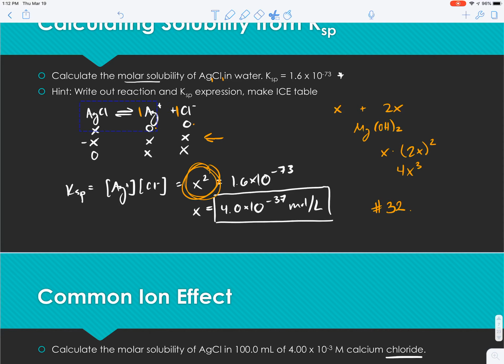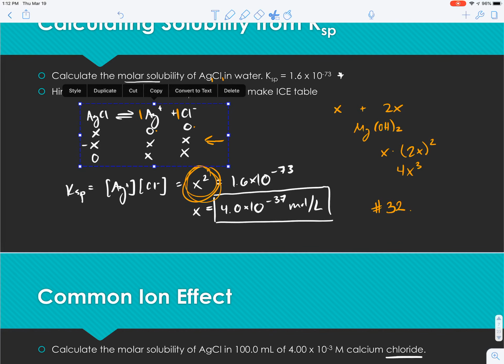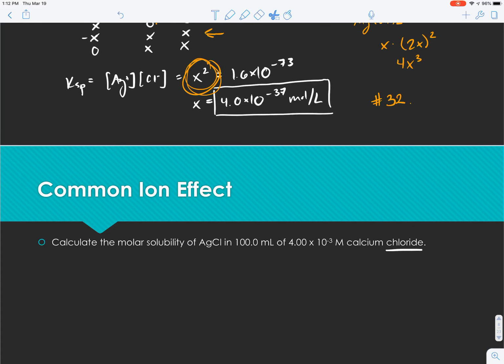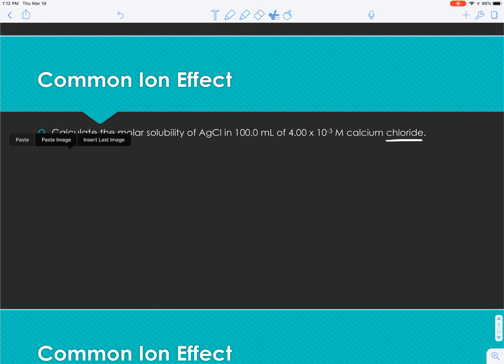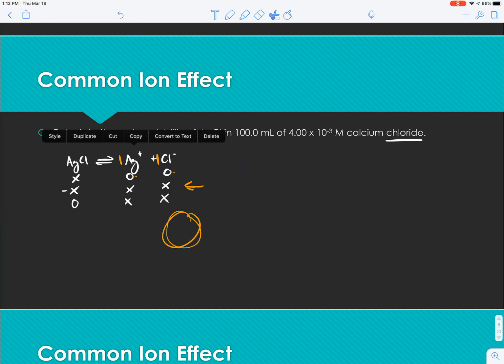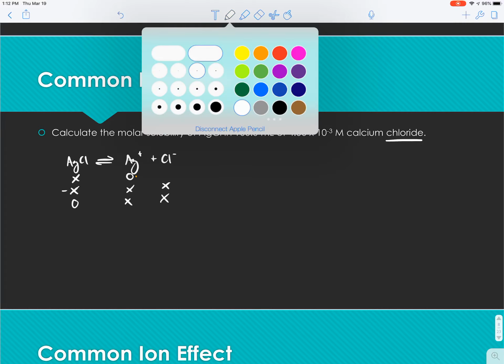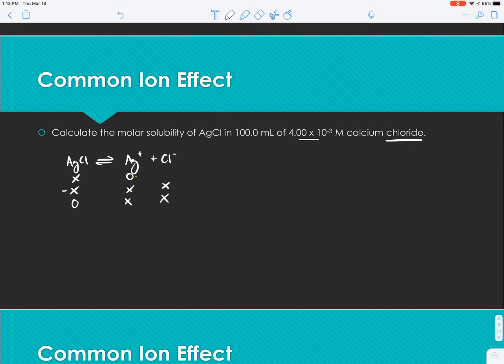I mean, you could just copy it if you wanted. I don't know if this is going to be easier. But the difference this time is that we're not starting with 0 of the chloride and the silver both. We're only starting with 0 of the silver. So we can tell from the question that we have 4 times 10 to the negative third molar calcium chloride. Because calcium chloride is CaCl2, the concentration of the chloride is actually double.